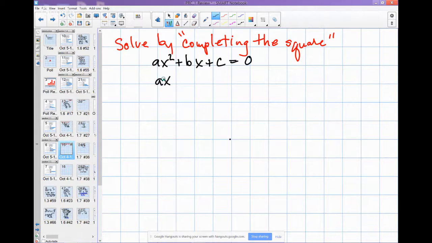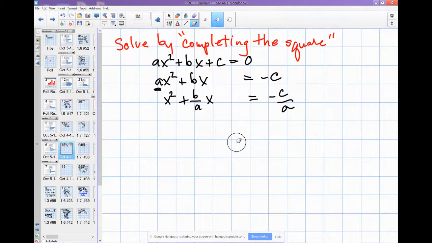So the first step is let's subtract C from both sides. So now we're sitting like that. Then we can't have this A here. So the next step I'm going to use is divide both sides by A, or multiply both sides by 1 over A. So that'll give me x squared. Cancel. Here, I got to divide by A, and I have to divide by A here. All right. Now we're set up because we have a 1 in front of the x squared.